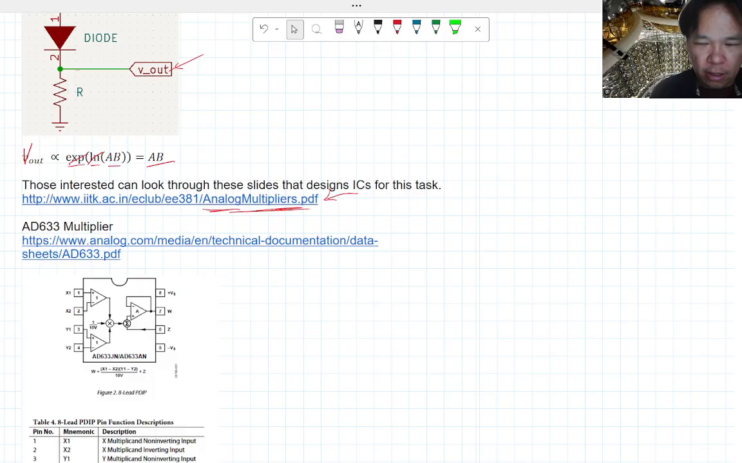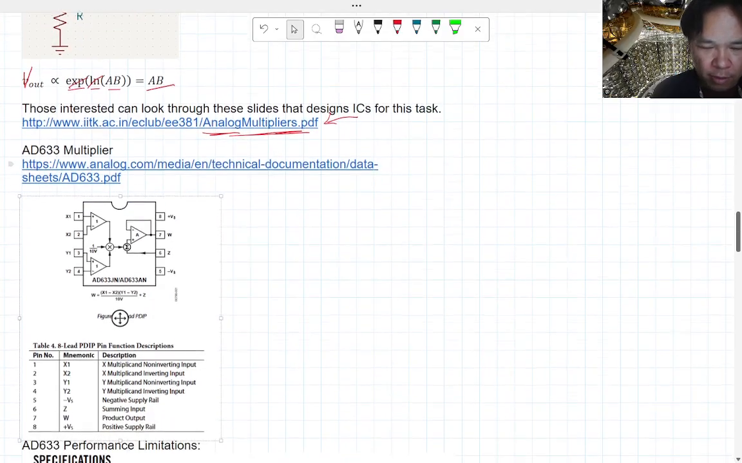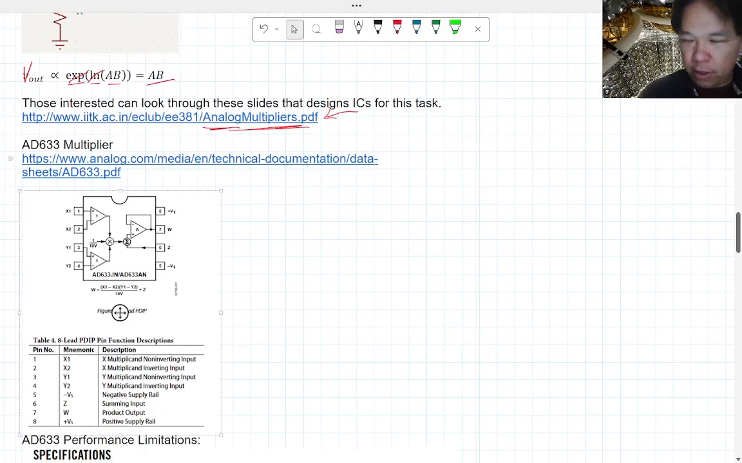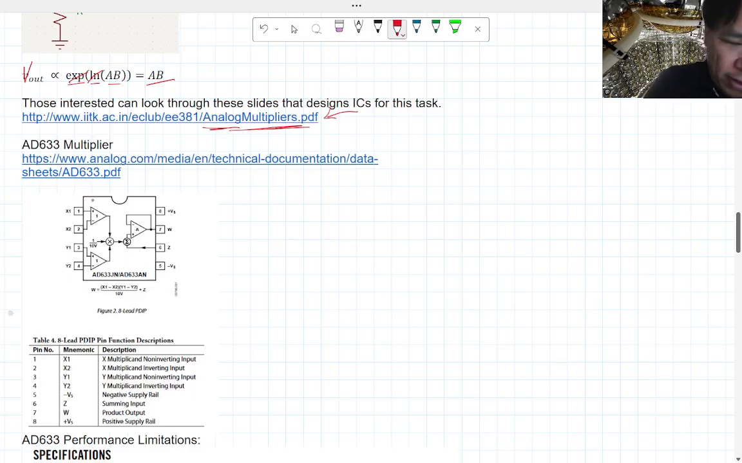The documents are here on analog.com if you want to use that one. You can also look up other data sheets, so it'll be similar. Okay, it's an 8-pin chip, and the left end here are the inputs. So this is the X input, this is the Y input.